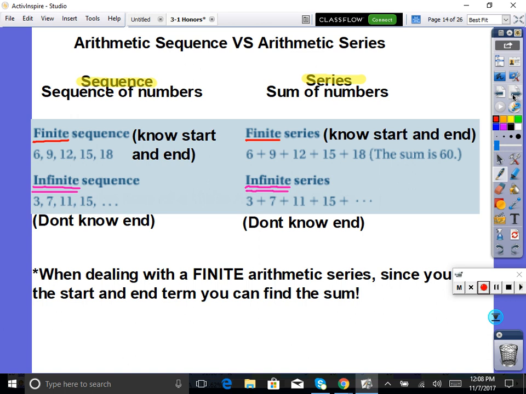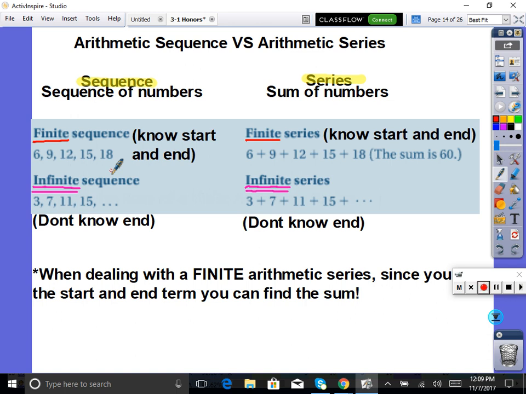All right, let's get to series now. This is where it gets fun. So, we just were dealing with arithmetic sequences. A sequence is just a sequence of numbers. So look, 6, 9, 12, 15, 18. Sequences are separated by commas. A series is separated by addition signs. So a series is finding the sum of those numbers, do you see?